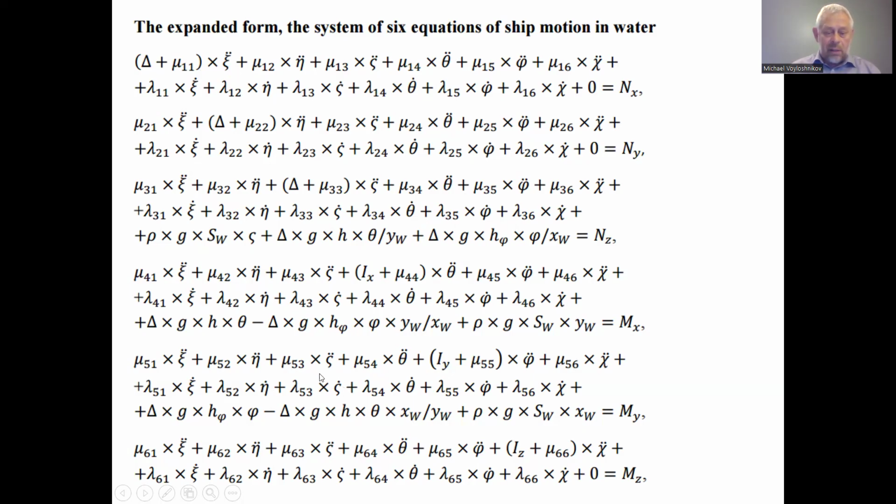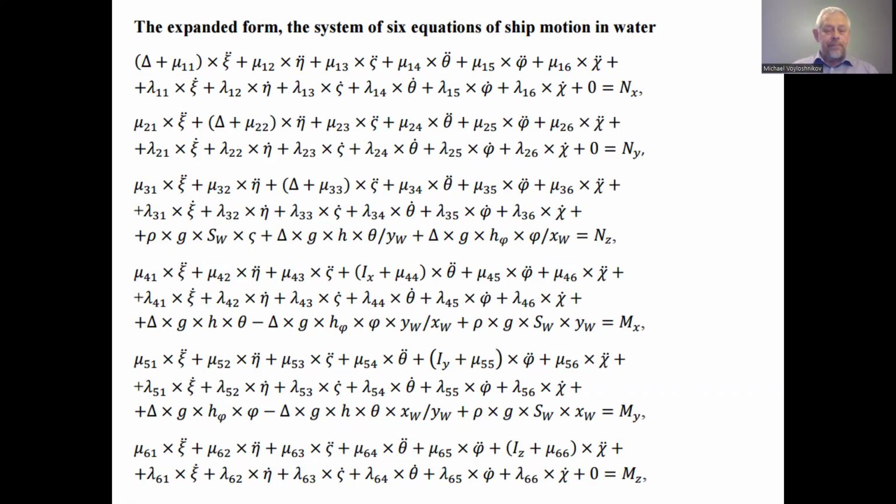This we consider in the inertial system of coordinates. The acceleration we can define as well in the system of coordinates which moves together with the ship. So despite the fact that the system of coordinates is moving, associated with the ship, we consider the acceleration of the system of coordinates.